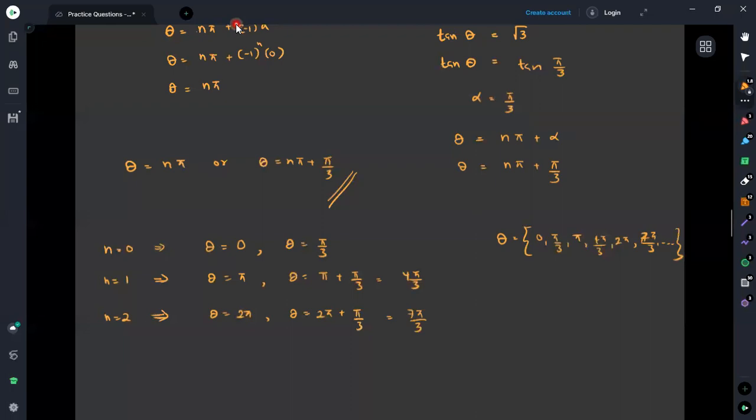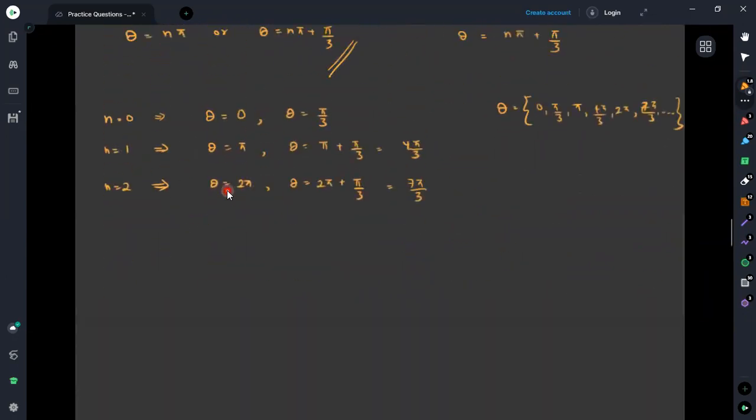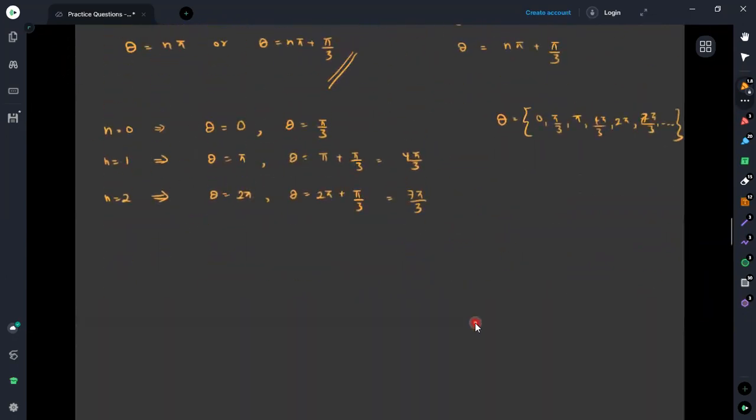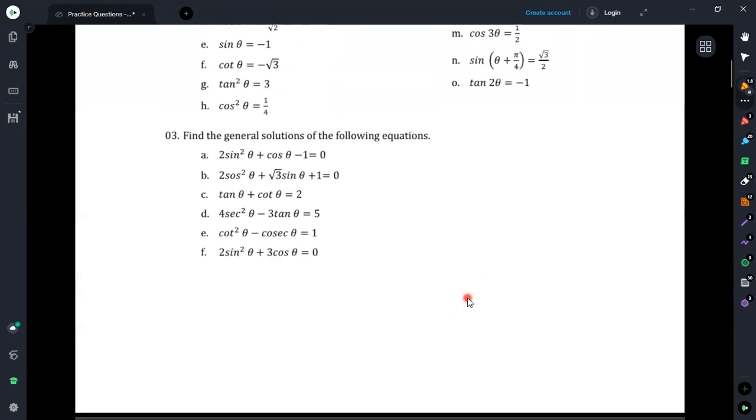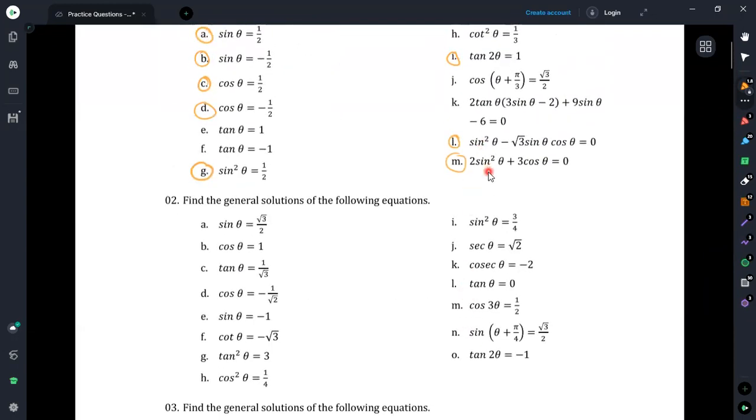And if there are any limitations provided, we have to find the values for theta within the provided limits only. Now we will move on to the discussion of the next part. It is part M. In part M, it is mentioned that we need to find the value for theta, where it is given as 2 times sine squared theta plus 3 times cosine theta equals 0.